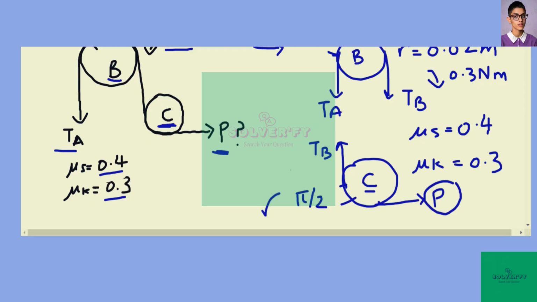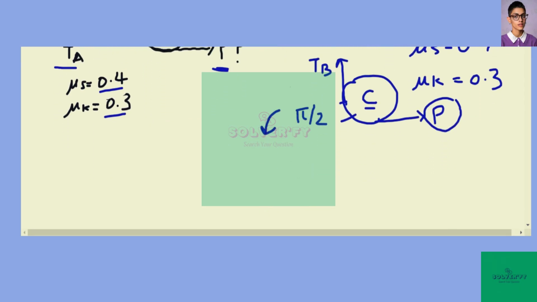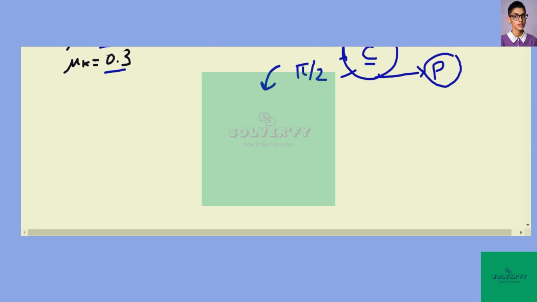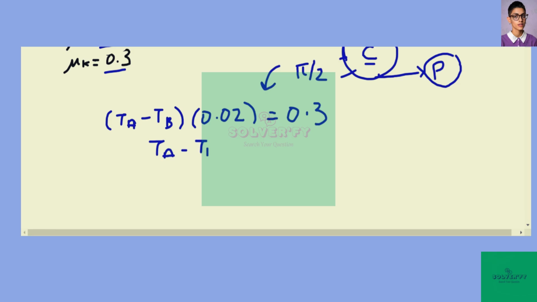So let's solve our impending slip equations for this problem to get our value of P. So first, we take the difference in the tension, TA minus TB, times the radius to be equal to the moment for disk B. So TA minus TB is equal to 15 newtons. That's our first equation.